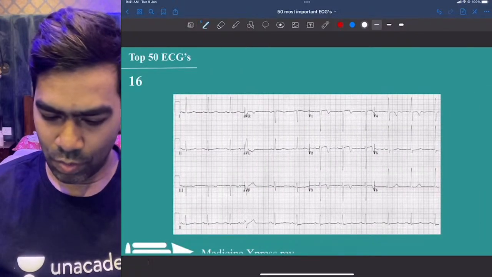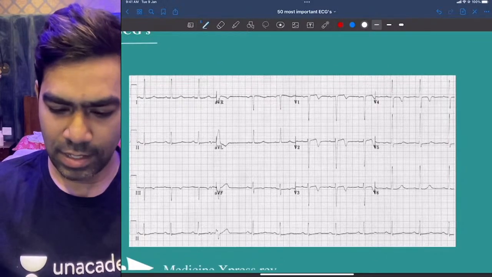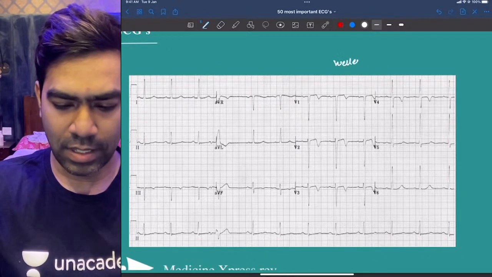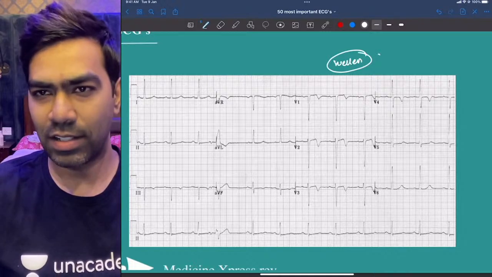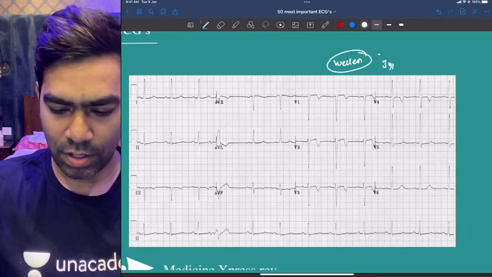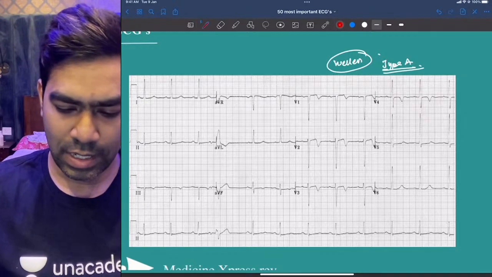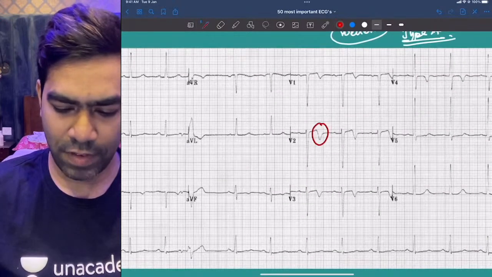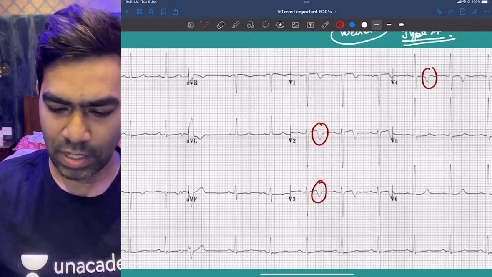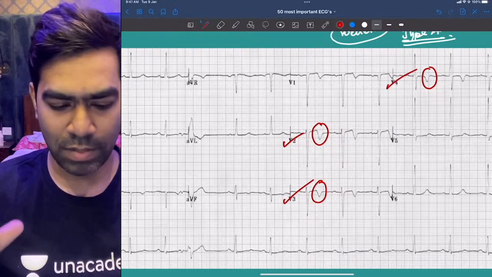And coming to this one, these are EKGs that are suggestive of a syndrome called Wellens syndrome. This is an example of a type A Wellens, or a type 1 Wellens, as some textbooks call it. What you will see are biphasic T waves in the mid precordial leads. What are mid precordial leads? V2, V3 and V4 are called mid precordial leads.